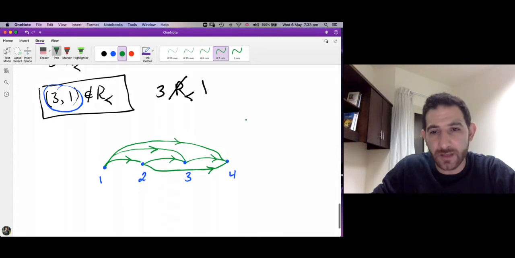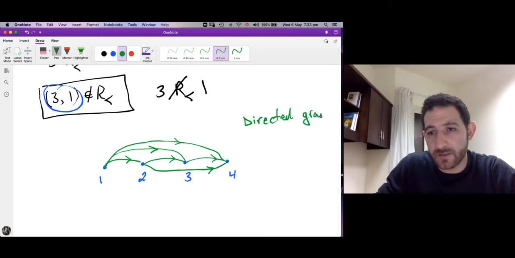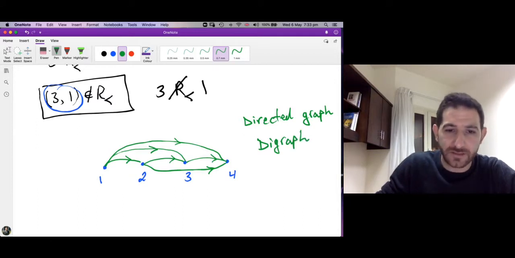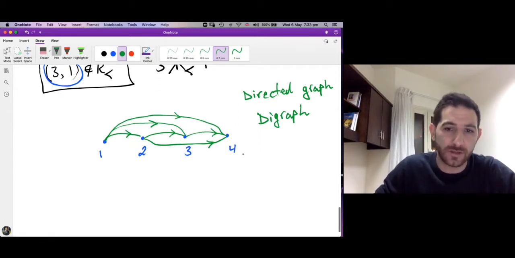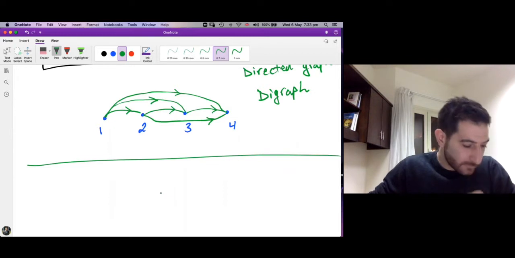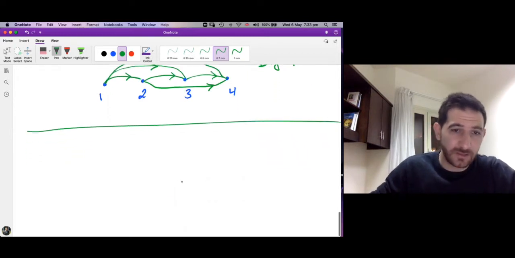By the way, the arrow diagram, we call it a directed graph, and for short, digraph. When you have vertices like points and arrows, such an object in mathematics is called a directed graph or digraph. Now let's take another relation.